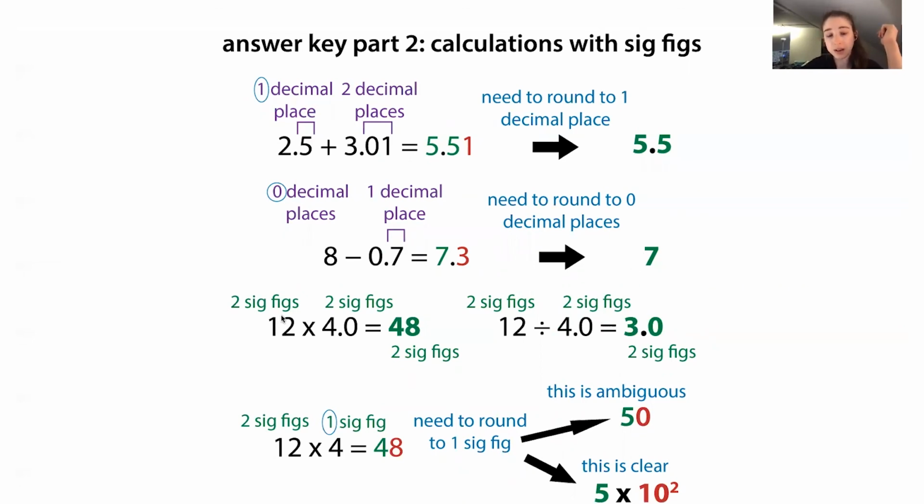And finally, division and multiplication. Here we go with the least number of sig figs, so 2 and 2. In this case, it's 2. And so we round this to 2. Here it's 2 and 1, so now we need to round to 1. This would be ambiguous, but this is clear.